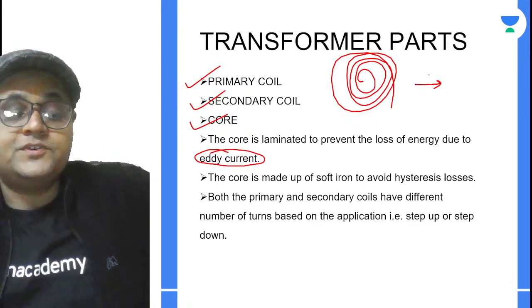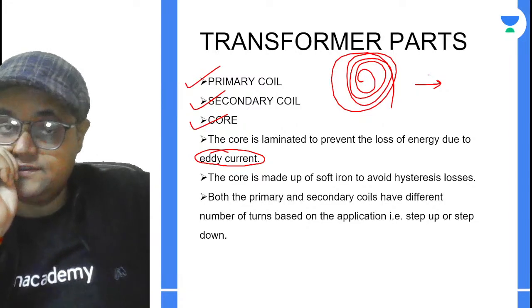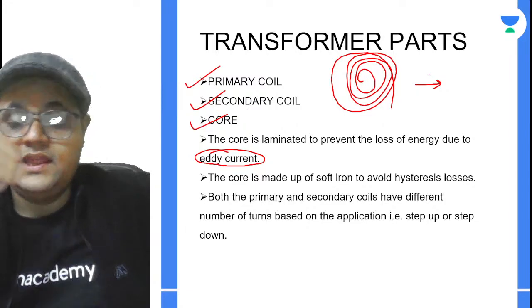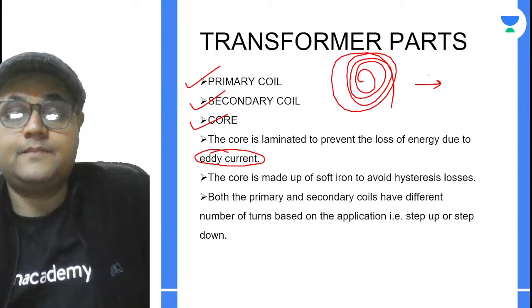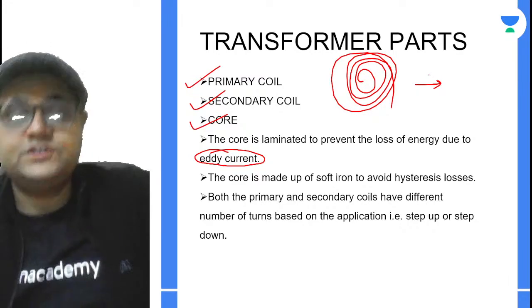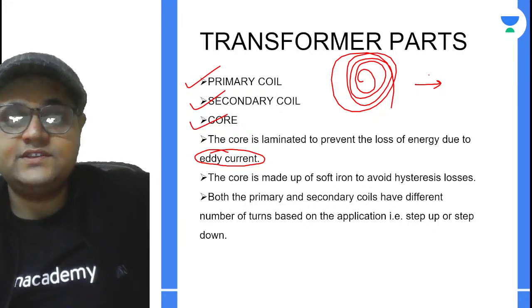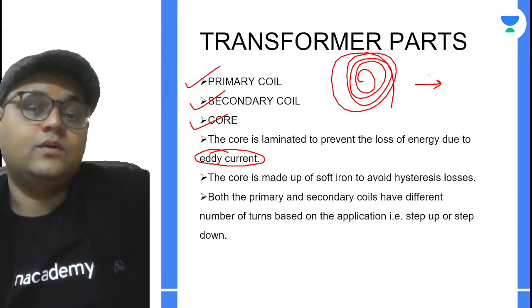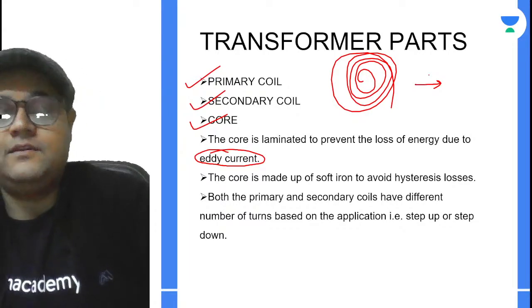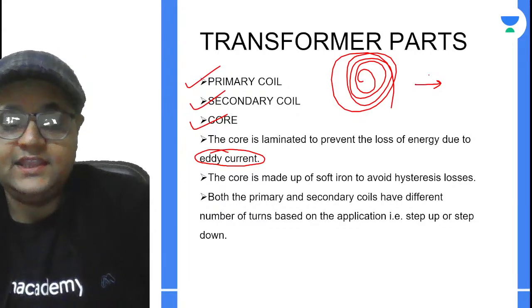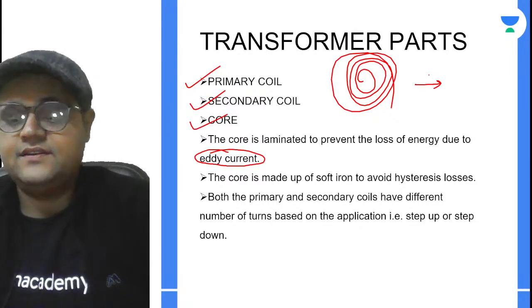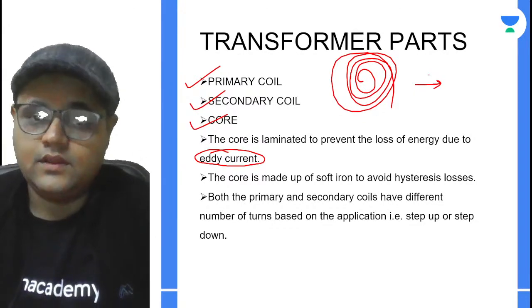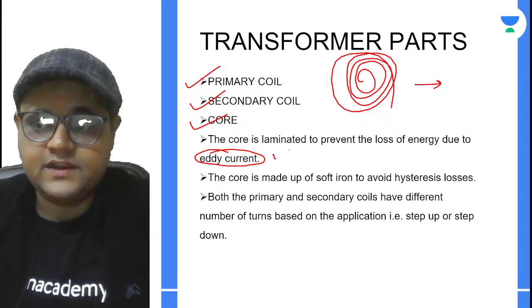So, if an opposing magnetic field is developed, what will happen? It will oppose the main magnetic field. Once the main magnetic field is opposed, what will happen? Obviously, there will be a decrement in the net flux and the efficiency will decrease. Okay, so this is what we do. We laminate the core to prevent the losses.